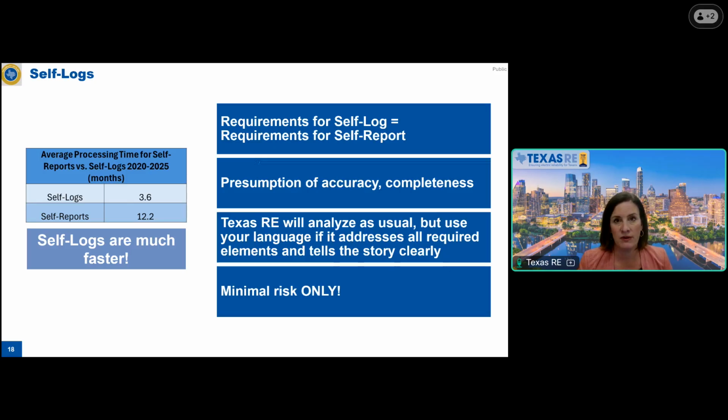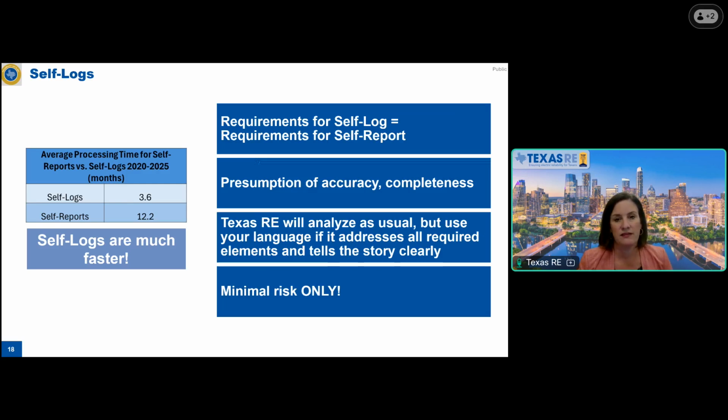Now, keep in mind the requirements for a self-log are exactly the same as far as information as is required for a self-report. So you're not giving us less information, and it's not quicker in that way. What's quicker is in our review where we presume the accuracy and completeness. We do analyze as usual. However, if we agree that your language tells the story clearly, if you have addressed all the elements in the way that we think is complete and accurate, then we might be able to pass that language through, and NERC and FERC will see how you have characterized your own potential noncompliance using your own words.